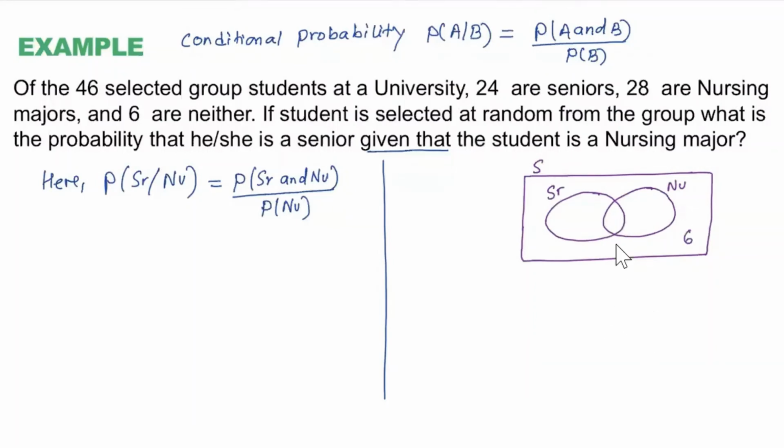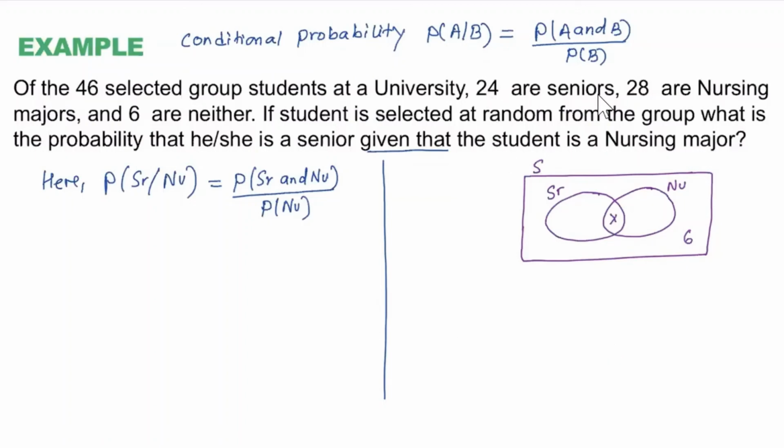What we are looking at is how many students are both senior and nursing. We don't know how many students are here in the middle. So let's consider that that is X. We don't know what that is. So the number of students who are both senior and nursing major, let's say they are X. Now let's go back here.